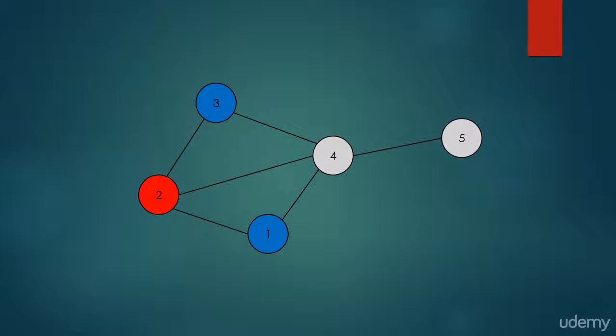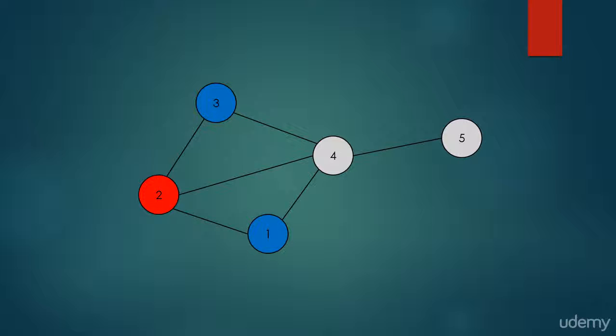And we can see that we can reuse the color blue, because 2 has neighbors 1, 4, and 3. And if we use the color blue, that means that we are not violating the coloring problem basic concepts and no 2 adjacent nodes have the same color.